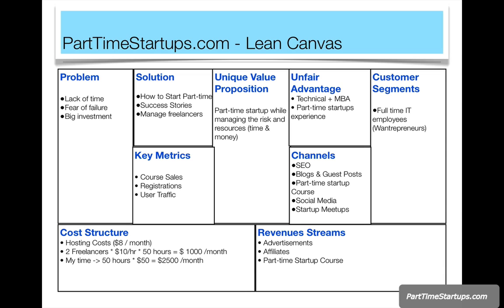That's where the revenue streams come into the picture. Once I get traffic, I can do advertisements, so I can make money out of that. But advertisements may not be sufficient. I can do affiliates, where I promote other people's products and get affiliate fees, and I can sell this part-time startups course. That way I can make up my money.